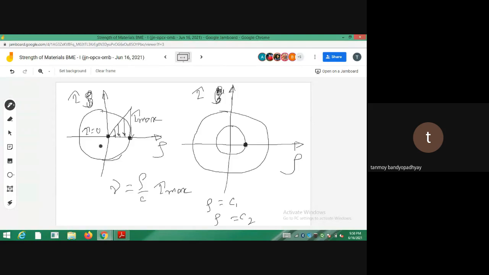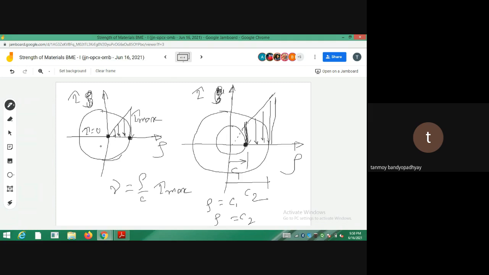So let this be the inner radius, let us call it C1, and let this be the outer radius, let us call this C2. If I draw the variation of the shear stress, it will start from here. There is no point drawing this part, so it is just dotted. So this is the shear stress variation on the element. It is minimum on the inner surface and maximum on the outer surface.